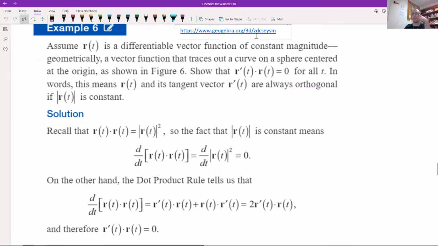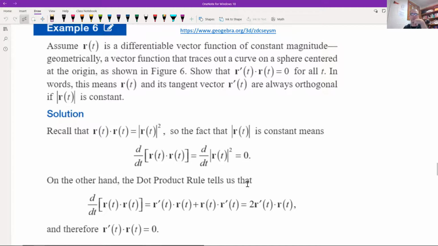We'll look at it on the graph soon, but basically there's two ways to look at this. One is that when you take the dot product of a vector with itself, you get the magnitude squared. So one way of interpreting this is, as t changes, how does the magnitude of our vector valued function change? Well, it doesn't change at all. We've said that this is a vector function of constant magnitude. So in that way of looking at it, the derivative is zero.